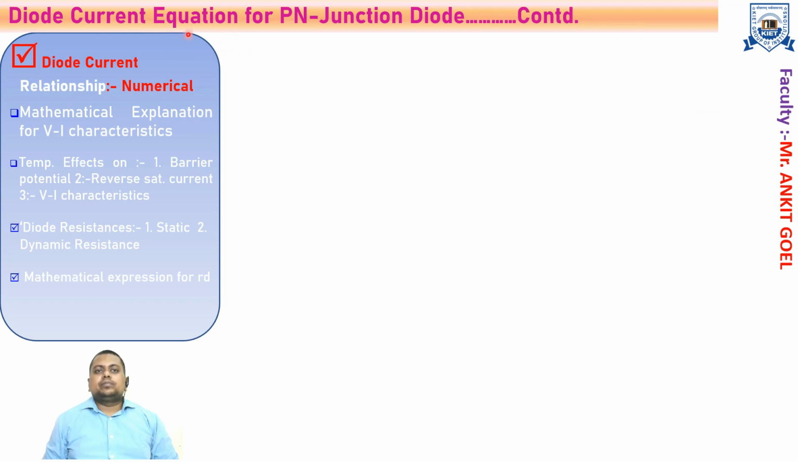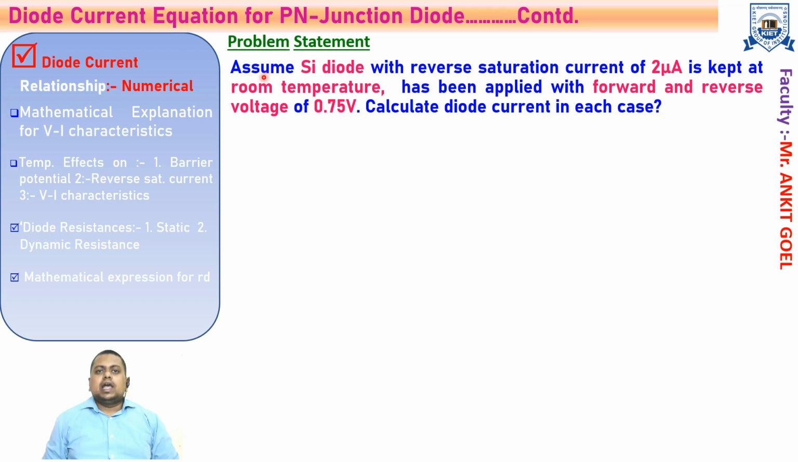Let's discuss one problem statement based on the diode current equation. This is the problem statement we have. Assume a silicon diode with reverse saturation current of 2 microampere is kept at room temperature, and has been applied with a forward and reverse voltage of 0.75 volt. Calculate the diode current for each case. So let's discuss the solution.